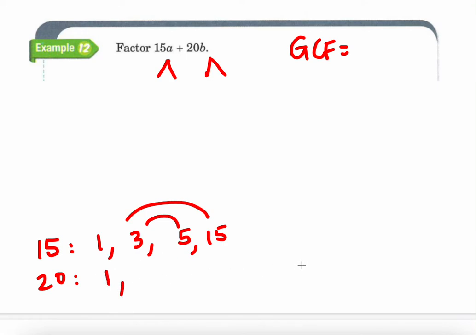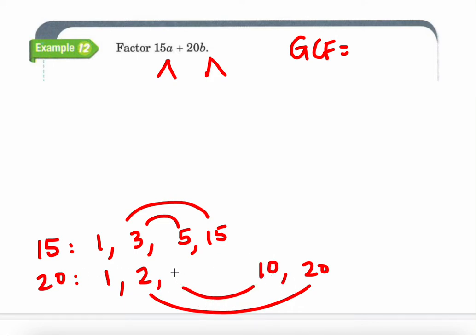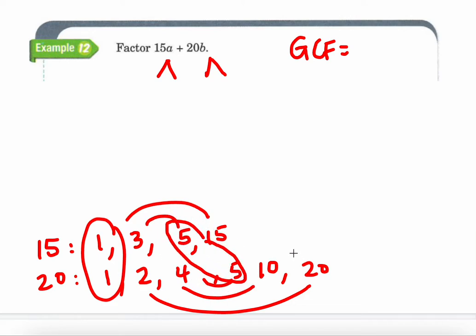With 20, I know I have a bit more. 1 times 20 will get me to 20. 2, it's divisible by 2 because it's an even number, so I'll take half of that, which is 10. 2 times 10 is 20. 3 doesn't go into it. 4 does. 4 times 5 is 20. And remember, you can use your calculator if you feel less secure about these types of division problems. Let's see, they have a 1 in common and they have a 5 in common. So the GCF is 5.